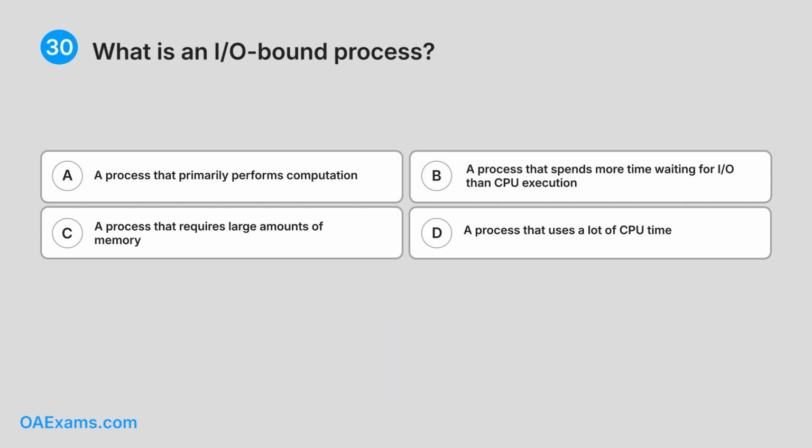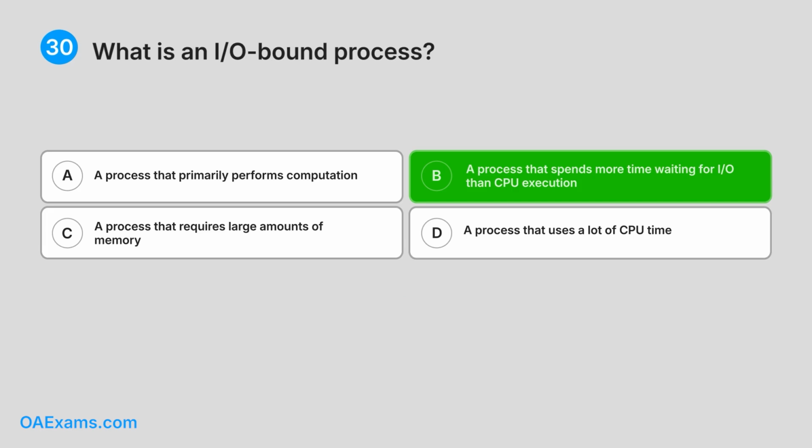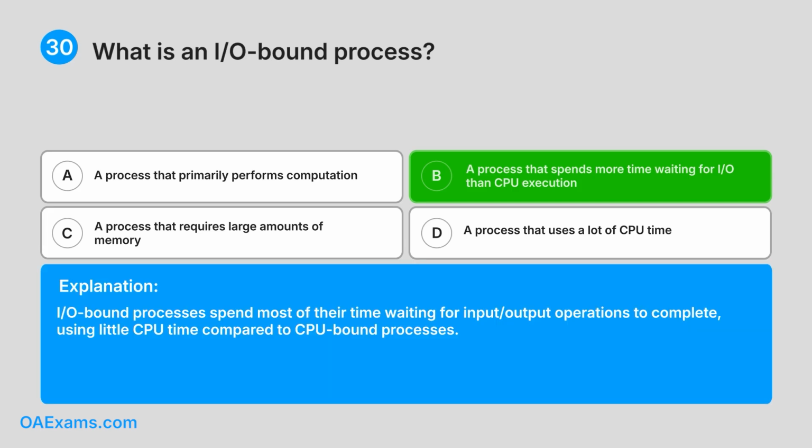Correct answer: B. A process that spends more time waiting for I/O than CPU execution. Explanation: I/O-bound processes spend most of their time waiting for input/output operations to complete, using little CPU time compared to CPU-bound processes.